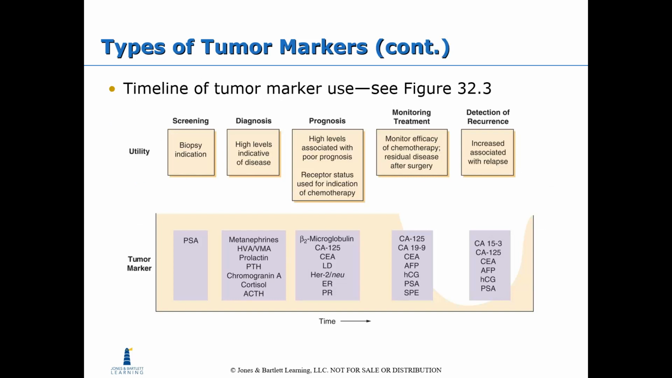The timeline of tumor marker use. So we have the utility for screening, biopsy indication, diagnosis, high levels indicative of disease, prognosis, high levels are associated with poor prognosis, receptor status used for indication of chemotherapy, monitoring treatment, monitor efficacy of chemotherapy, residual disease after surgery, and detection of recurrence, increased associated with relapse. And you can see the tumor marker and its time of utility.